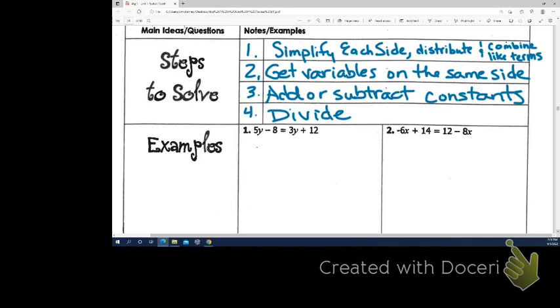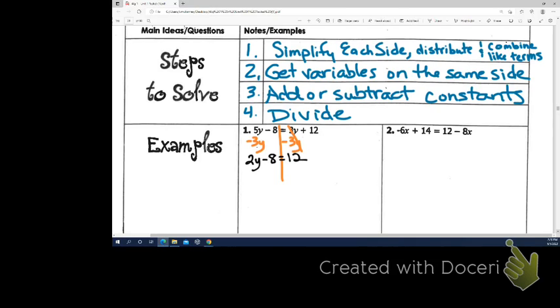So 1 and 2 work in a similar way. We do not have a step 1. Both sides are already simplified, so I am ready to get my variables on the same side. So to do that, I'm going to subtract these 3 y's because I don't want variables to be over there. So I have to do the same thing on this side of the equation also. That's now gone. 5y take away 3y is 2y minus 8, then gives us 12.